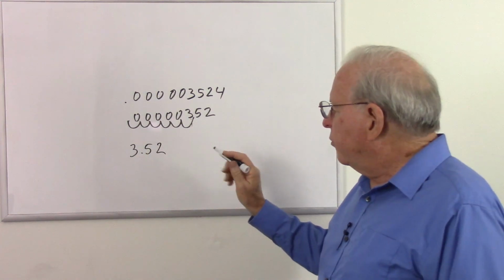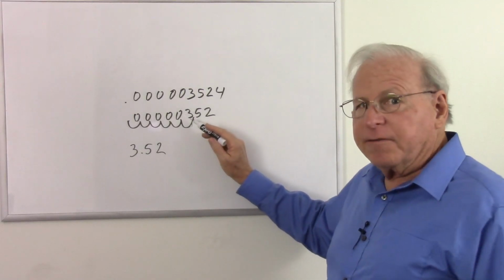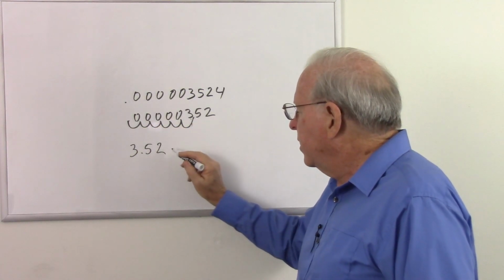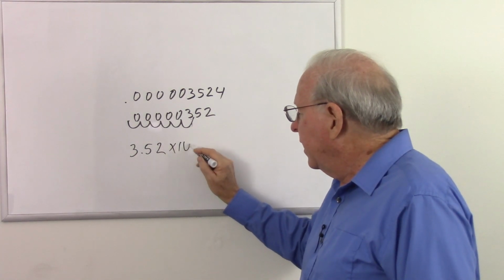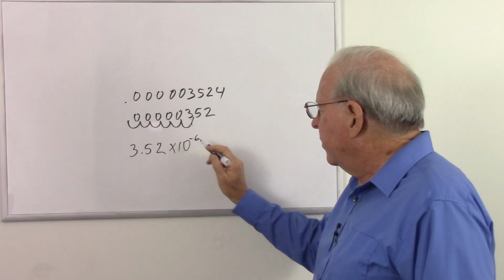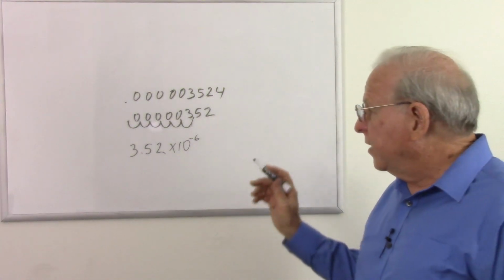That would be 3.52, but that number is way too big. How many times do we need to divide by 10 to get to the right place? 1, 2, 3, 4, 5, 6. So that's times 10, and since we are dividing, that's a minus or negative exponent. So that tells us how many times to move that decimal point.